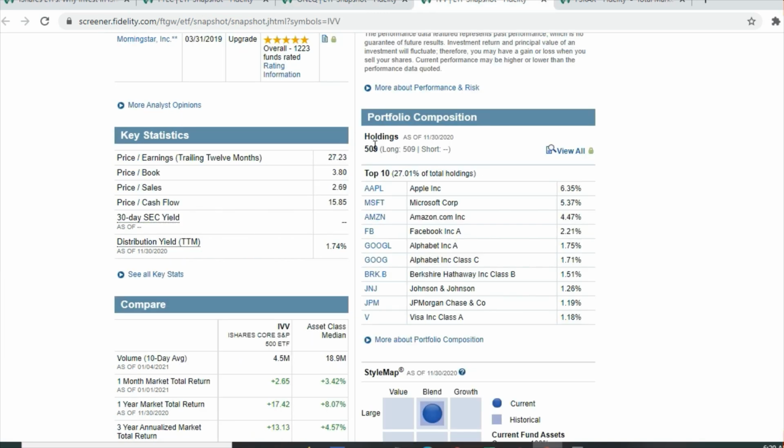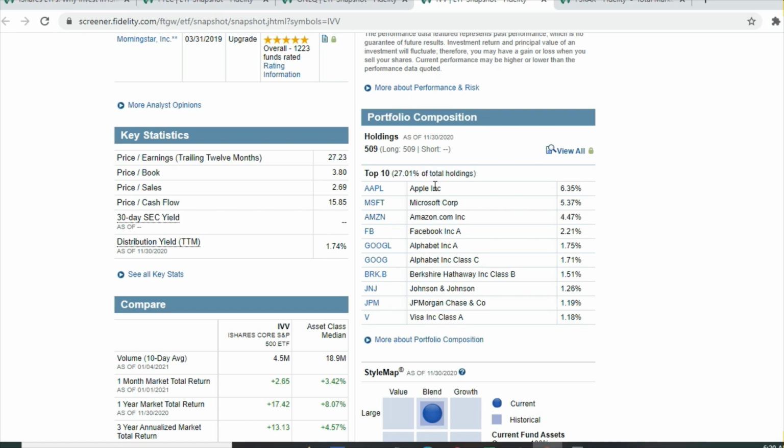When you purchase the S&P 500 ETF with iShares IVV, you're getting 509 different companies. Top 10 look relatively familiar, right? Apple, Microsoft, Amazon, Facebook, Google, Berkshire Hathaway, Johnson & Johnson, JP Morgan Chase, and Visa. A newcomer to this list will be Tesla, which will be joining the S&P 500. This will show up here once they show the 12/30/2020 holdings because they were recently added. But you can see here much smaller holdings in the top 10. Only 27% of total holdings.